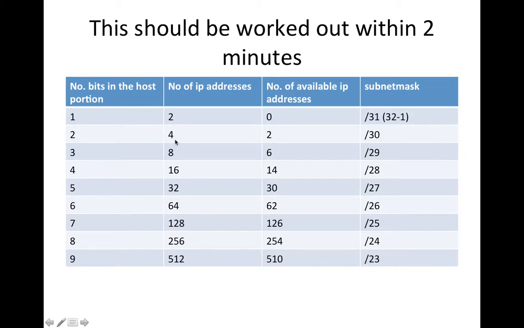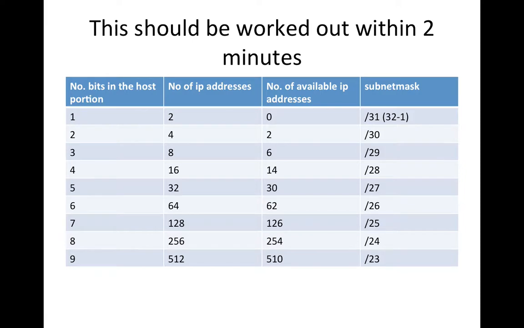However, you can actually figure out this column even easier. You only need to multiply the number in the previous row by 2. So 2 multiplied by 2 is 4. 4 multiplied by 2 is 8. 8 multiplied by 2 is 16. 16 multiplied by 2 is 32, and so on.